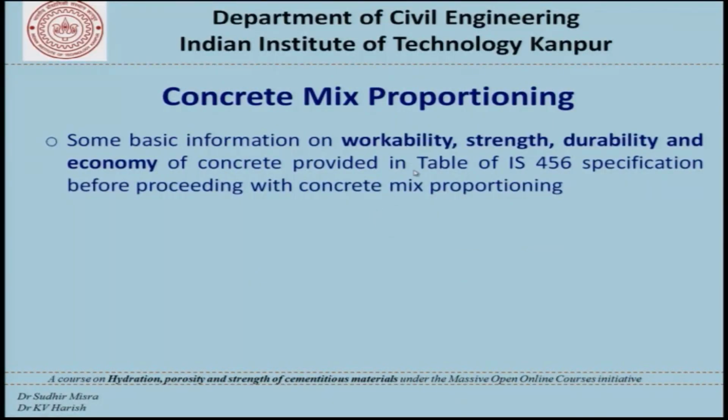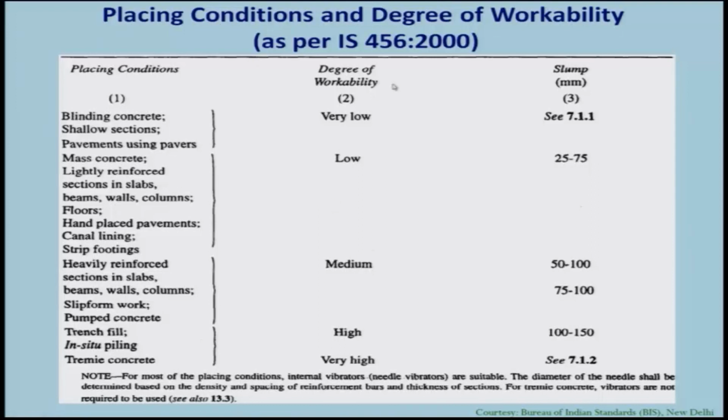Some basic information on workability, strength and durability in addition to economy for concrete is provided in some tables in IS 456 before proceeding with concrete mix proportioning. The table for workability from IS 456 is as follows. Here we have three columns. The first column indicates the placement condition for concrete, the second column indicates the degree of workability desired for that placement condition, and the third indicates the workability measured in terms of slump.